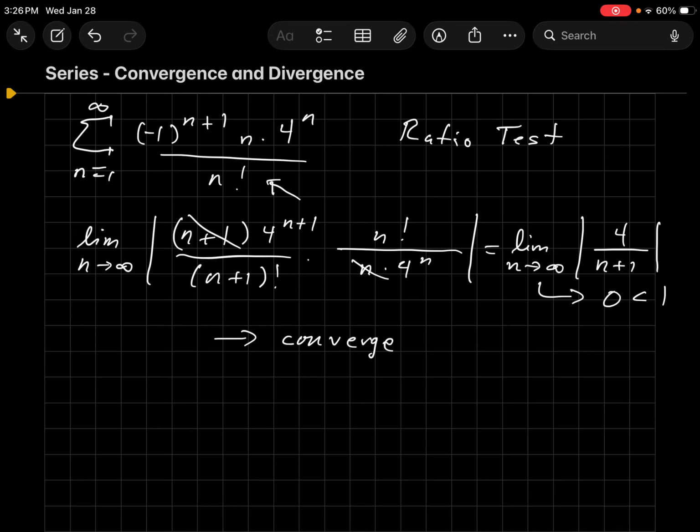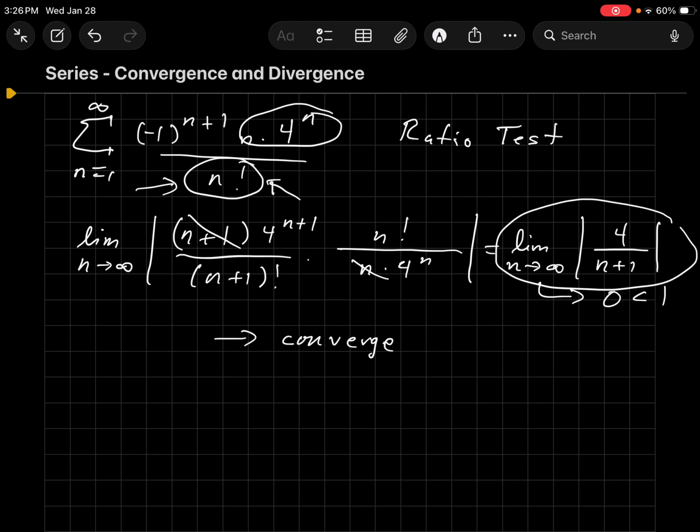Now, I knew the answer before I started, not only because I wrote the problem, but because I know that a factorial will grow so much faster than anything up top. So I like to say that this factorial will dominate, and I knew that I would end up with something like this in my ratio test.